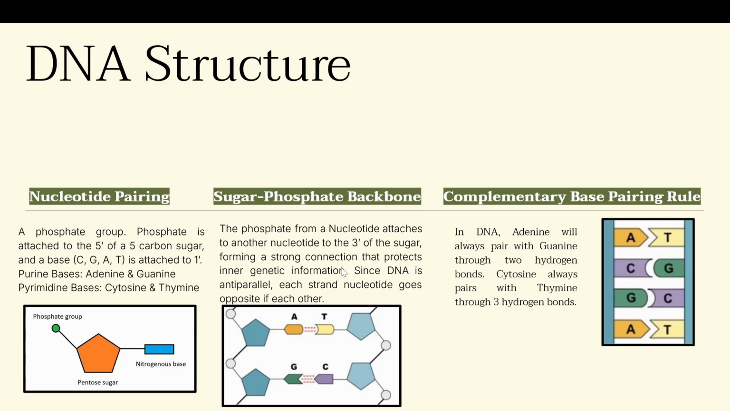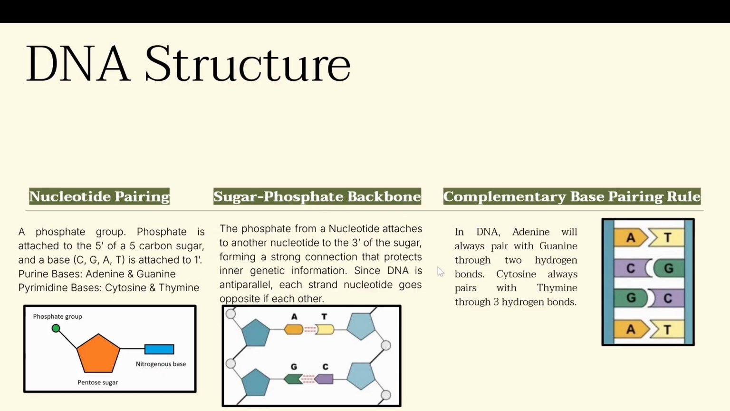The next one is the sugar-phosphate backbone. The phosphate from a nucleotide attaches to another nucleotide through the 3' of a sugar. So basically, there's a nucleotide pairing here, and the phosphate is connected to the 5'. The phosphate would also connect to the 3' of another sugar, and it eventually repeats until it becomes a big backbone that connects the nitrogenous bases. DNA is also anti-parallel, so each strand of nucleotide is opposite of each other.